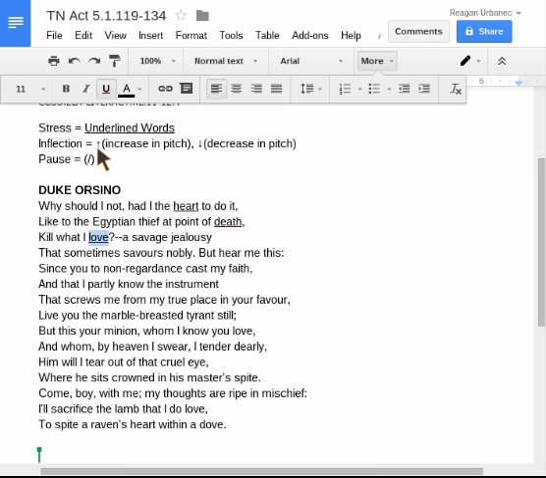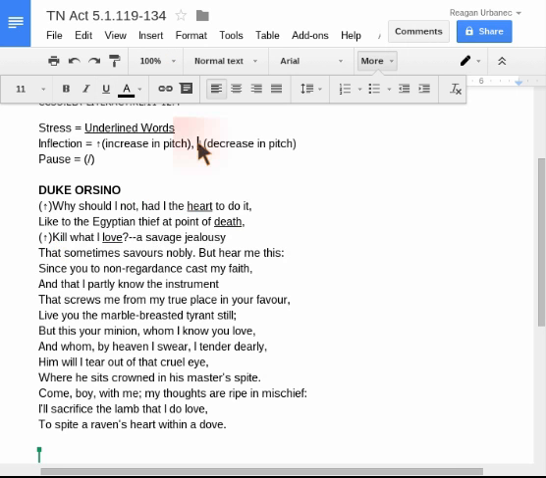Next, let's add inflection. Where are we going to speak louder? Where are we going to increase our pitch? "Why should I not, had I the heart to do it?" That just makes sense to me. Now I'm going to add a parenthesis just so it can set apart from the text a little bit, but you don't have to do that. "Had I the heart to do it, like the Egyptian thief at point of death, kill what I love." Let's keep it that way. "Kill what I love." So here is another up arrow.